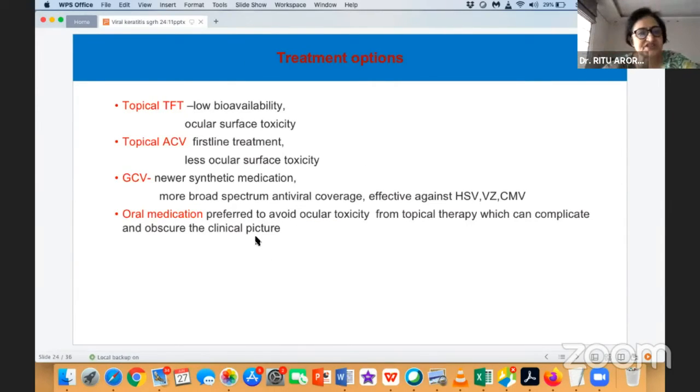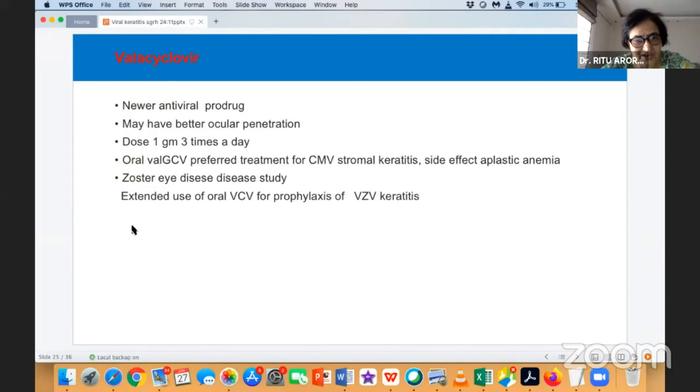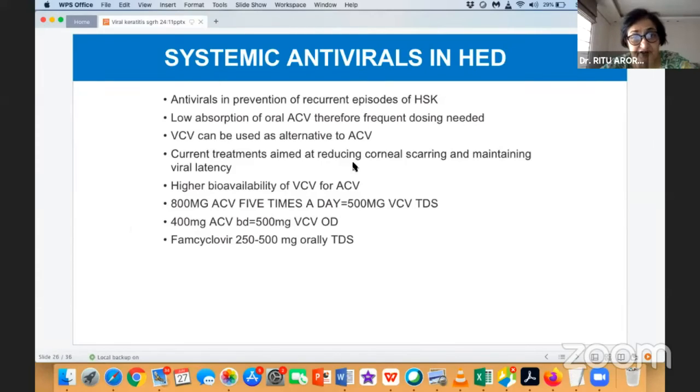Other treatment options are topical TFT, topical acyclovir, which I have already told you about, and then there is ganciclovir and oral medication. There is valacyclovir, and this is the important slide which I want everybody to see: the role of systemic antivirals in HEDS is that antivirals are useful in the prevention of recurrent episodes of herpetic stromal keratitis. Acyclovir has a short half-life, so oral acyclovir is used 5 times a day. Valacyclovir can be used as an alternative to acyclovir because it has a longer half-life, and it is used TDS. I have given the equivalents. If you have 800 milligram of acyclovir 5 times a day, it is equivalent to 500 milligram of valacyclovir TDS. In cases on a maintenance dose of acyclovir 400 mg BD, it is equivalent to 500 milligram valacyclovir OD, and famciclovir 250 or 500 milligram TDS can also be given.